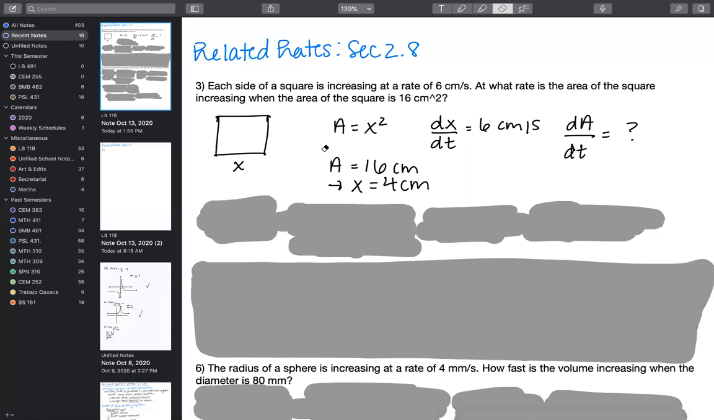16 centimeters. Oftentimes you'll have to do a small conversion, because the rate that we are given is given in terms of X. Area is also in terms of X, but we're going to need to plug in X eventually. And so we have to figure out what X is. And by the area formula, we can find that the X, or the side value of a square that has an area of 16, its side is going to be 4 centimeters.